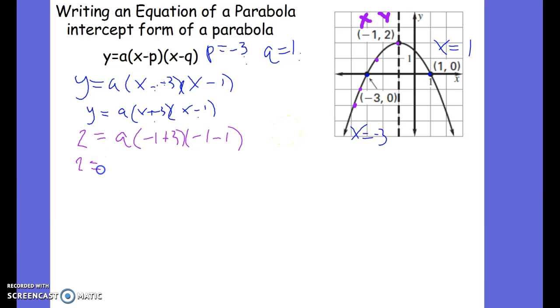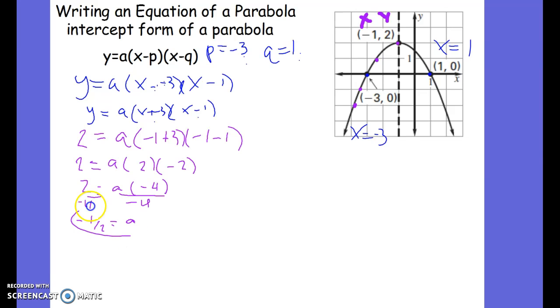Well, 2 stays the same as equal to a. -1 plus 3 is 2. -1 minus 1 is -2. Well, 2 equals a. 2 times -2 is -4. If I'm multiplying a by -4, the opposite of multiplying by -4 is dividing. 2 divided by -4, I can simplify that to -1/2. So my a value is -1/2.